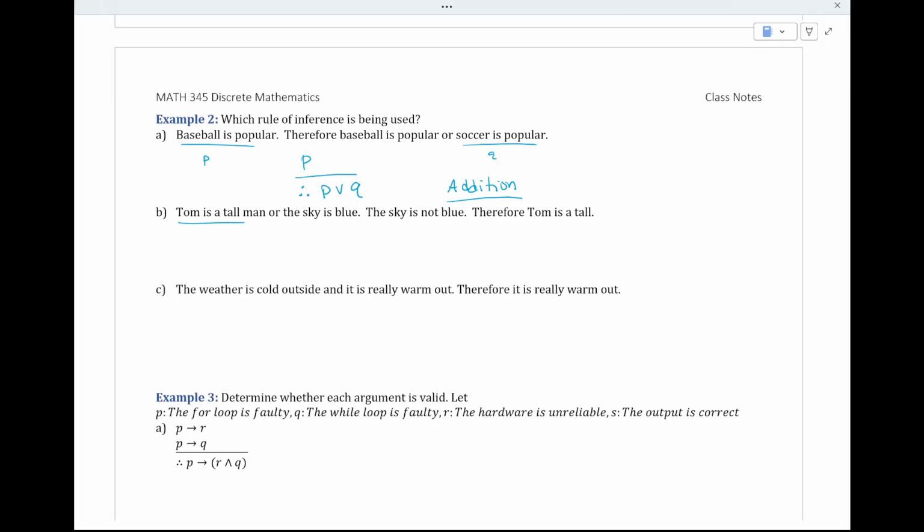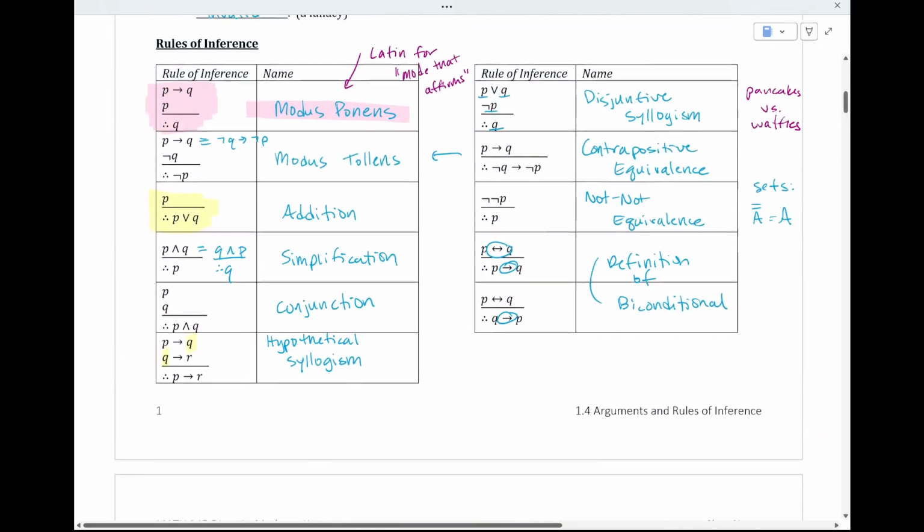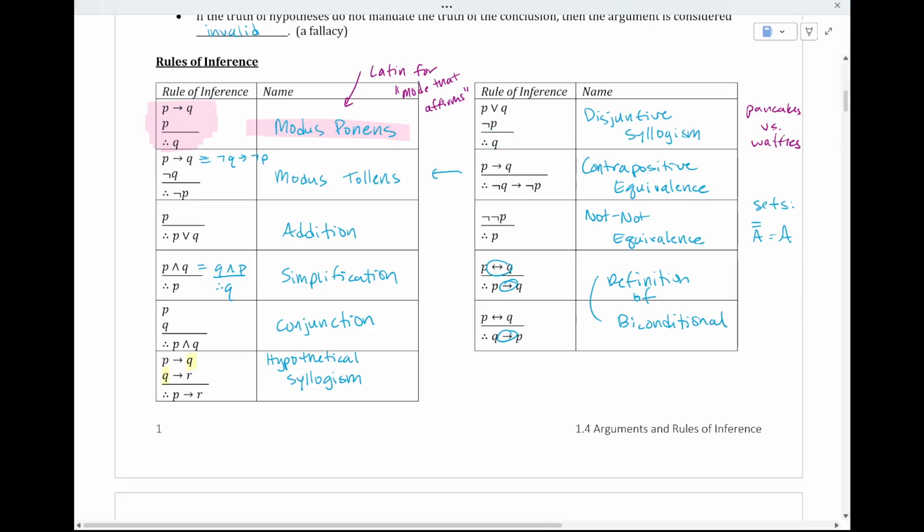Next up, Tom is a tall man, or the sky is blue. So P or Q. The sky is not blue. Not Q. Therefore, Tom is tall. P. P or Q. Not Q. Therefore, P. This looks like the pancake or waffles one. Pancakes or waffles, but in this case we're not having waffles, so therefore we're having pancakes. Which one was that one? That one was this one over here.